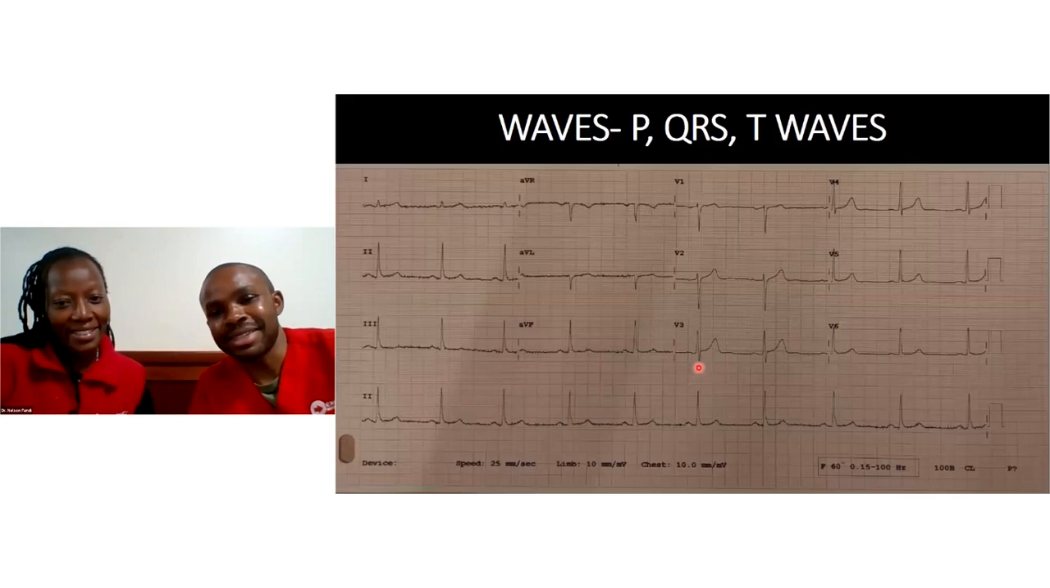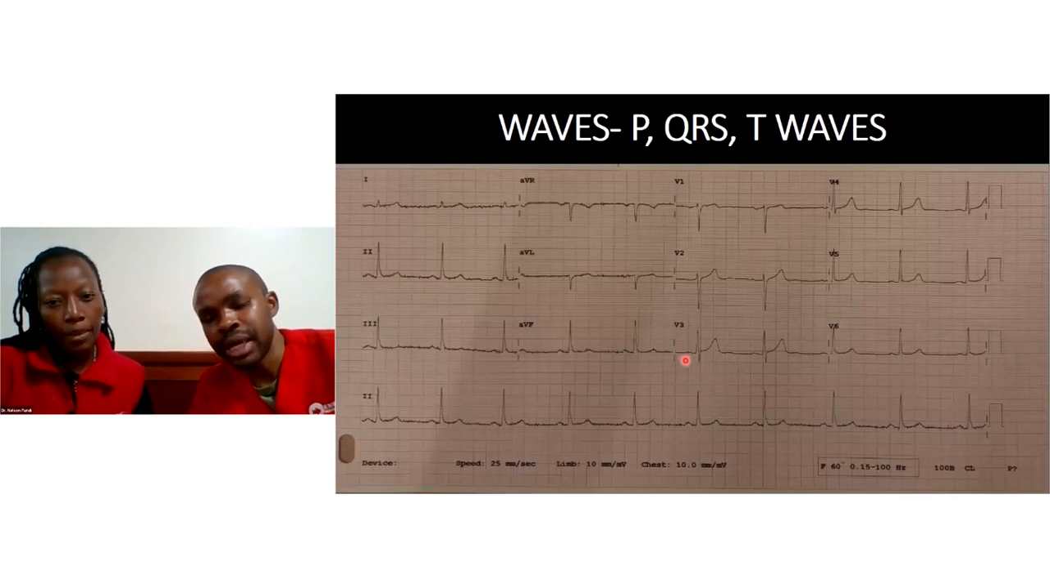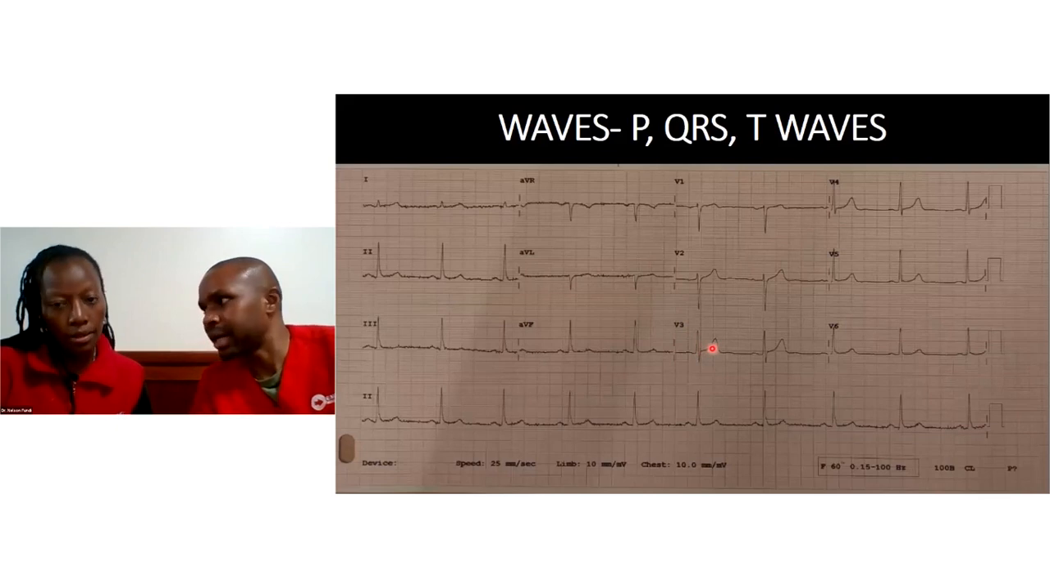So what Grace is mentioning is the transition point from an S wave. Let me use V3, for example. So we have our R wave, we have our S wave, and we have the point at which we have the transition from the S wave to now our ST segment.